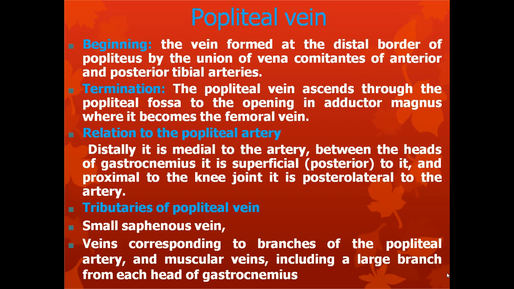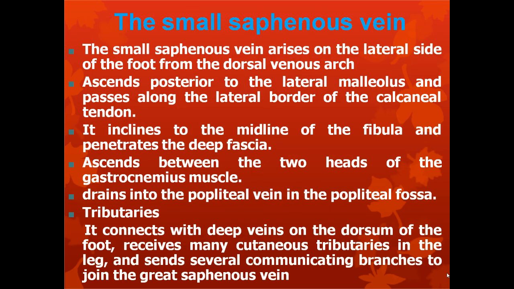Popliteal vein. It is medial to the artery between the heads of the gastrocnemius. It is superficial to it, and proximal to the knee joint. It is posterolateral to the artery. Now we'll see the tributaries of the popliteal vein. These are small veins corresponding to branches of the popliteal artery, and the muscular veins, including a large branch from each head of the gastrocnemius muscle.